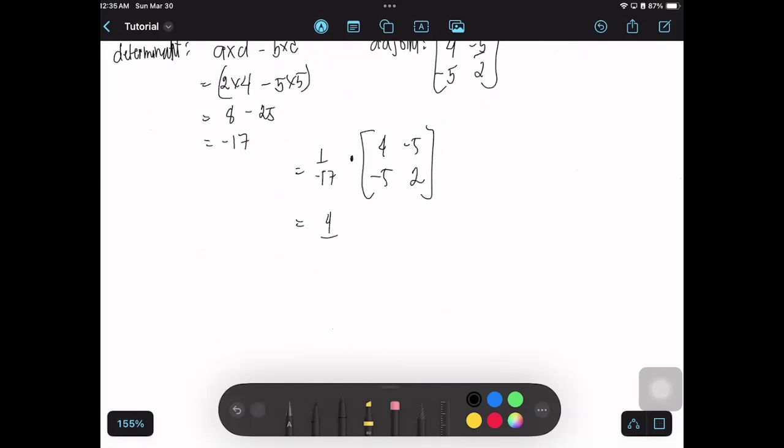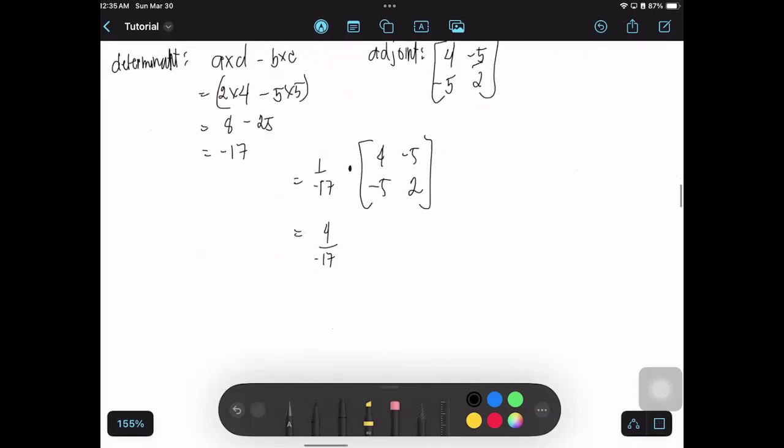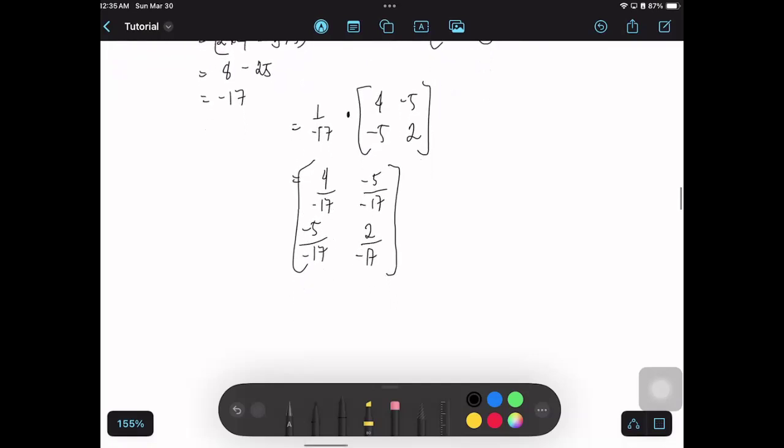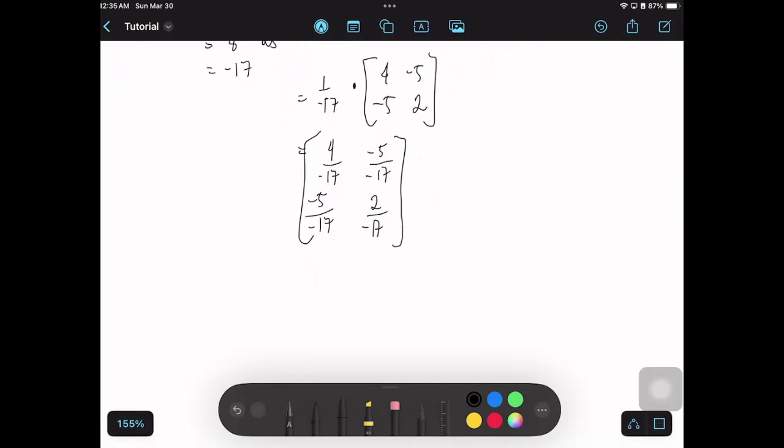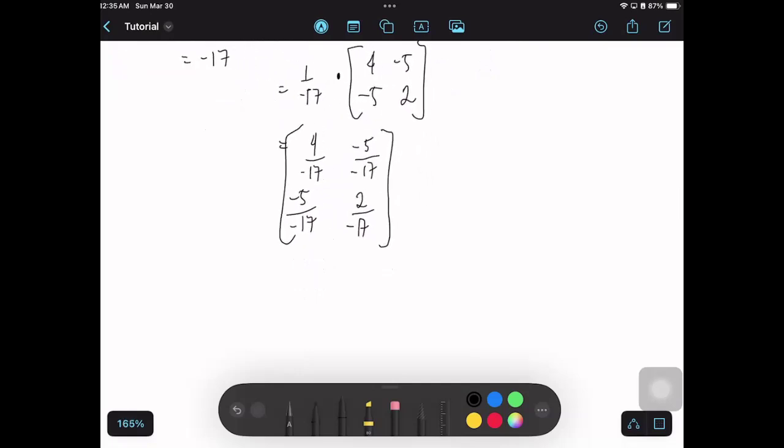4 over 17. Then it will become -5 over -17, then -5, -17, then 2, then -17. You can also simplify that into decimal points if you want, but here you can show it like that so that we will be in the same thing as well.